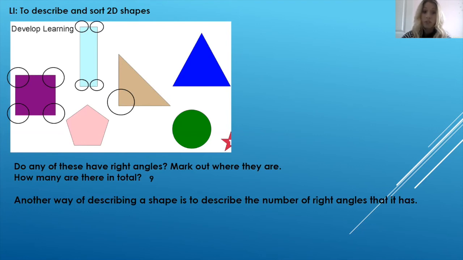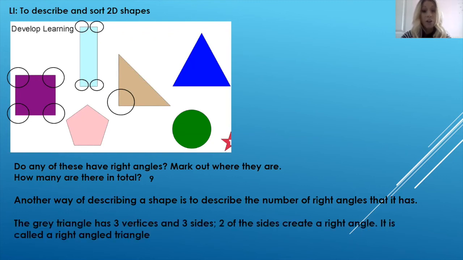So another way of describing a shape is just to describe the number of right angles that it has. Let's have a look at this shape here. What is the shape called? Good, it's a triangle. And the triangle has 3 vertices and 3 sides. But this side here and this side here creates a right angle. This is called a right angle triangle.